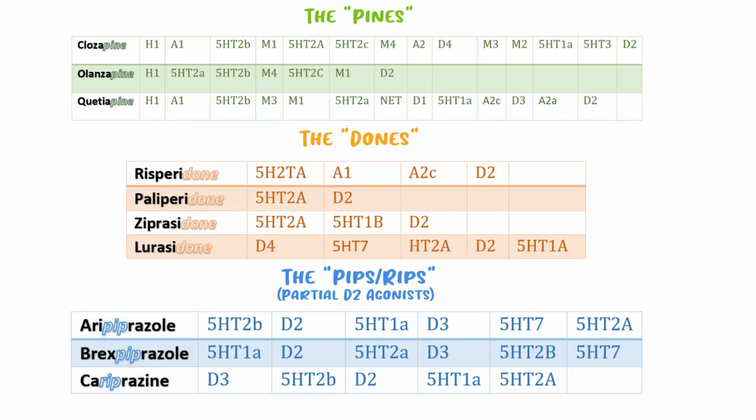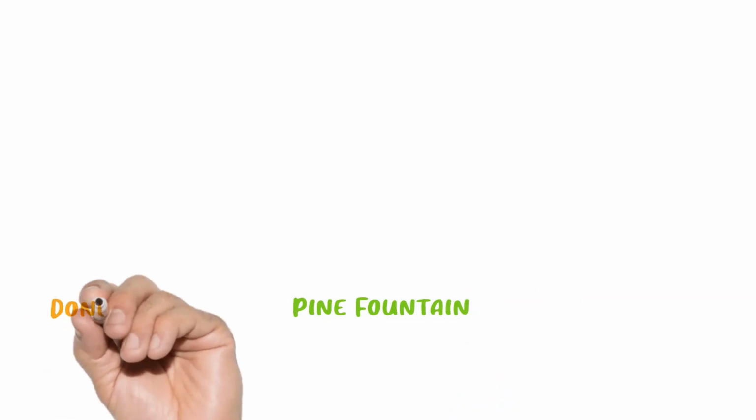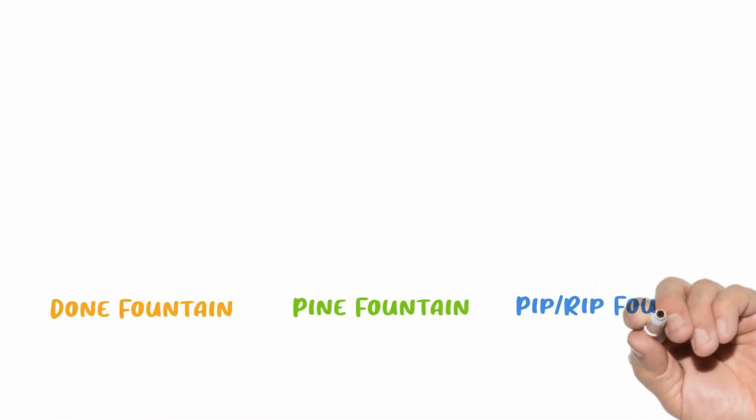So let me move on to how this is actually practical and clinically helpful to use. I don't have a good memory for random facts. So looking at the receptors listed out like this, I would feel massively overwhelmed if I was told I had to memorize this. But now that you know the subclasses of the pines, dones, and pips and rips, I think you'll be able to do it really easily. So without any further ado, I just want to introduce pine fountain, done fountain, and the pip rip fountain.